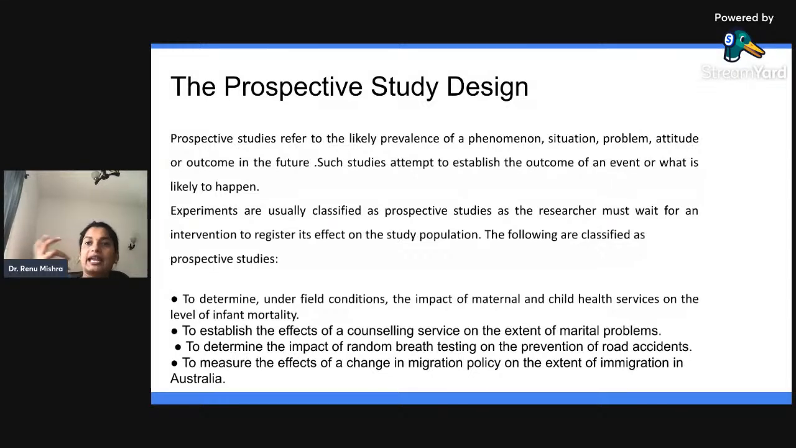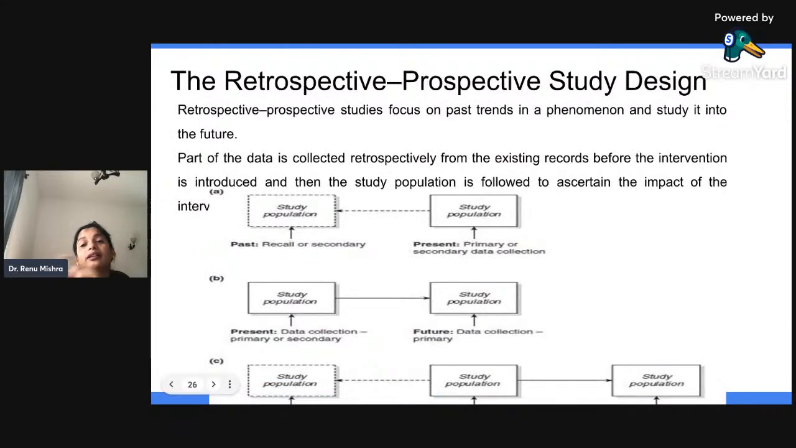Let's say some intervention, any scientific study, any financial policy has been implemented. Then what is the impact? For example, a couple of years back, an education policy came. If any study was conducted at that time on what will be the impact of the education policy, then a prospective study design would have been implemented. Then the retrospective-prospective study design is the combination of both.